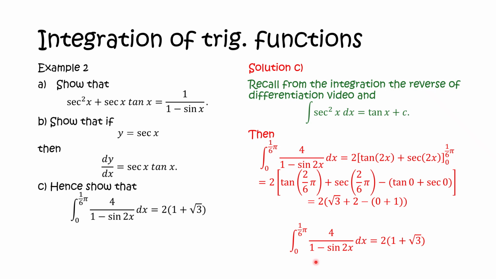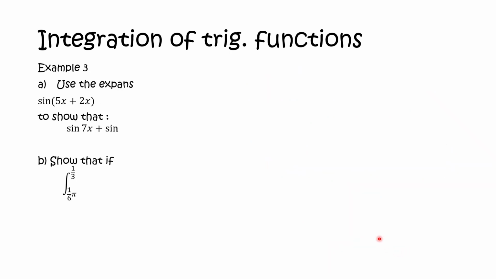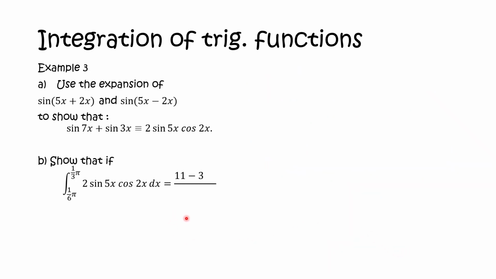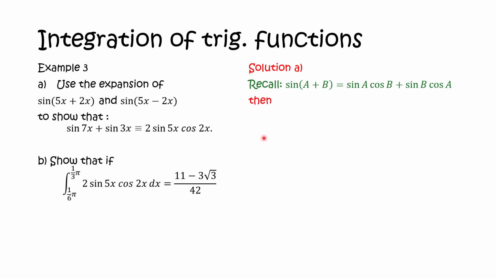Then simplifying further, we can see that the integral that was given in C is equal to 2 times 1 plus root 3. Great. Let's jump into example 3. So with example 3, what we have over here is the use of identities. And recall, when we have sine of a plus b, what it would give us is sine a times cos b plus sine b times cos a.